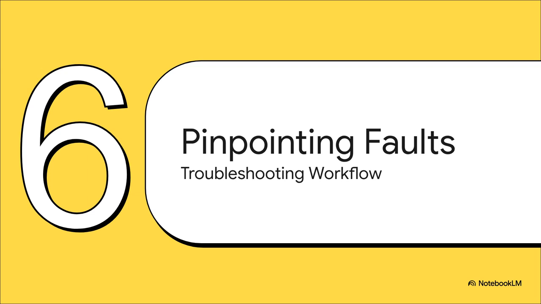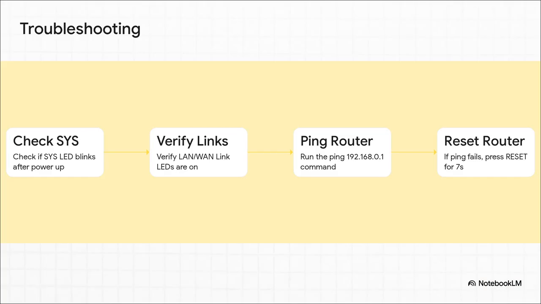Section 6. Pinpointing faults. Your troubleshooting workflow. Let's bring all this secret language together into a highly actionable workflow. By logically stepping through these checks from the system level down to the physical links, you can systematically isolate the exact point of failure. Step 1. Check the heartbeat. Is the SYS LED blinking? If not, the router has a fatal error.